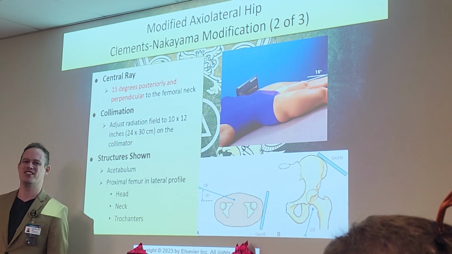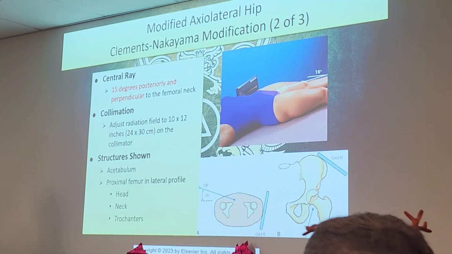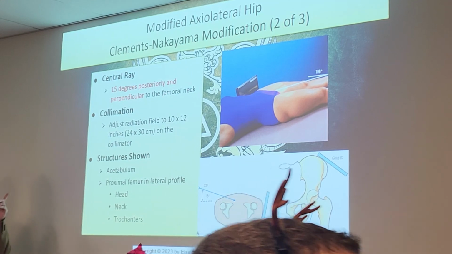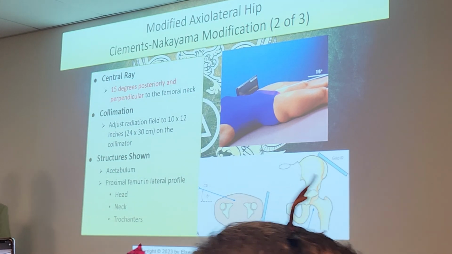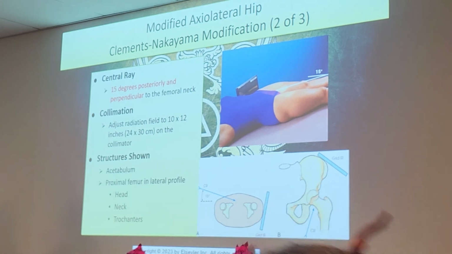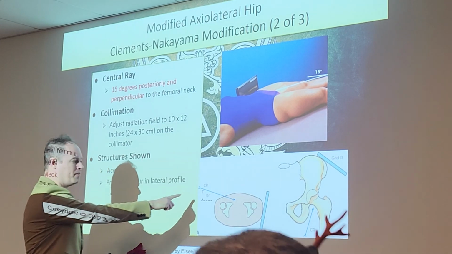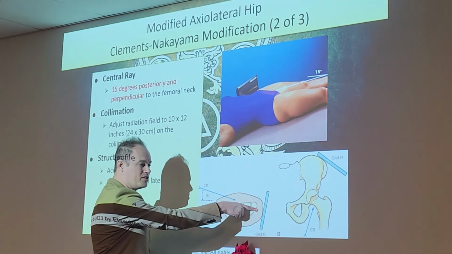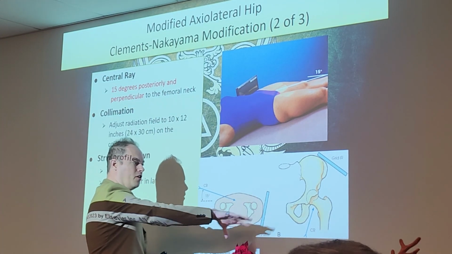All right, central ray, guys. Now this will be an angled tube, so different from the Donahue Miller, which was considered perpendicular. We are angling 15 degrees posterior and perpendicular to the femoral neck. This will still show the acetabulum, proximal femur, head, neck, and trochanter. That kind of gives you a little visualization of what's going on there. Angling down into that part, into that angled cassette, to throw that joint onto the film.